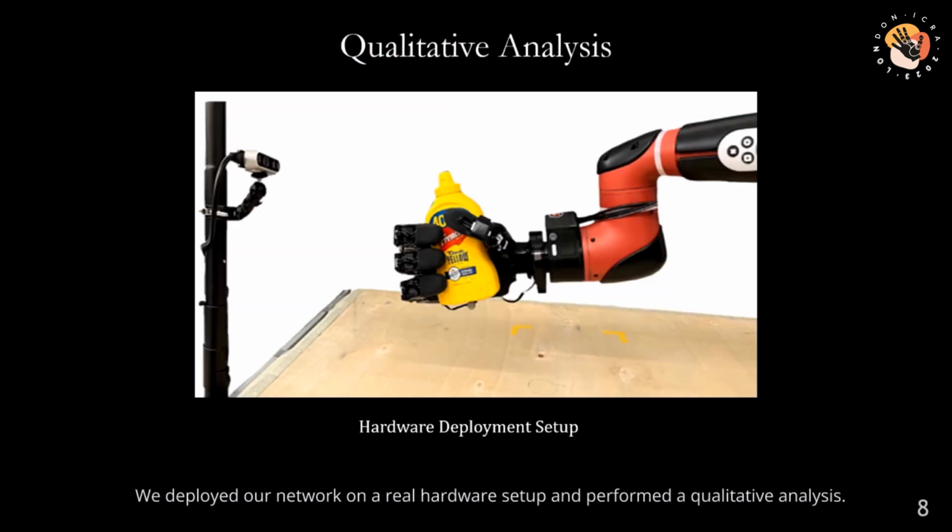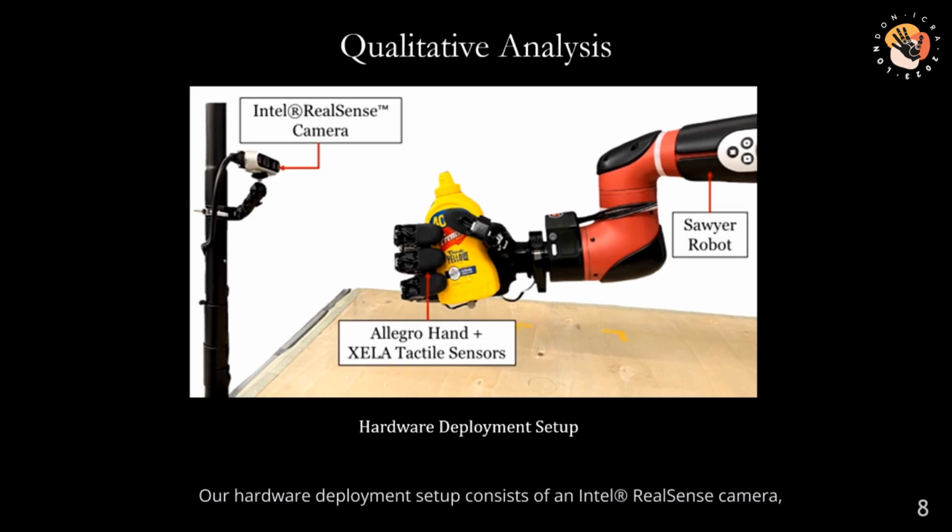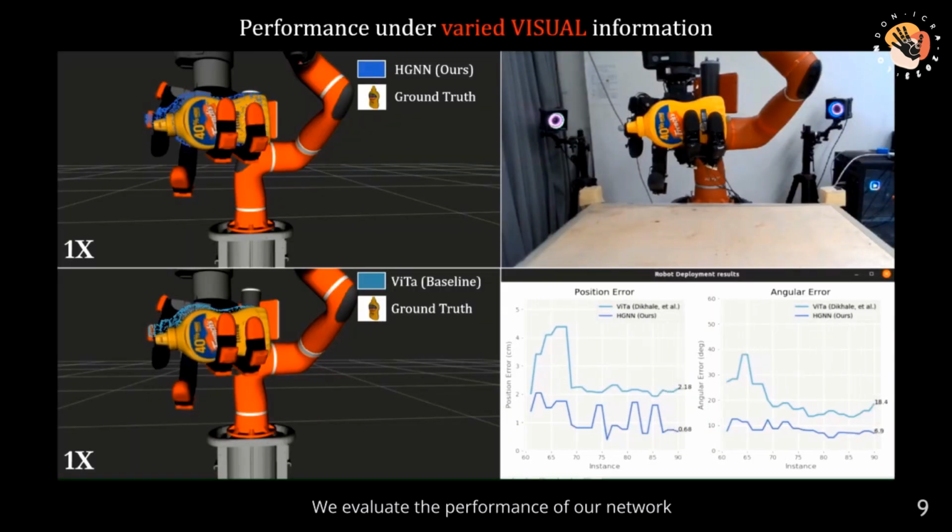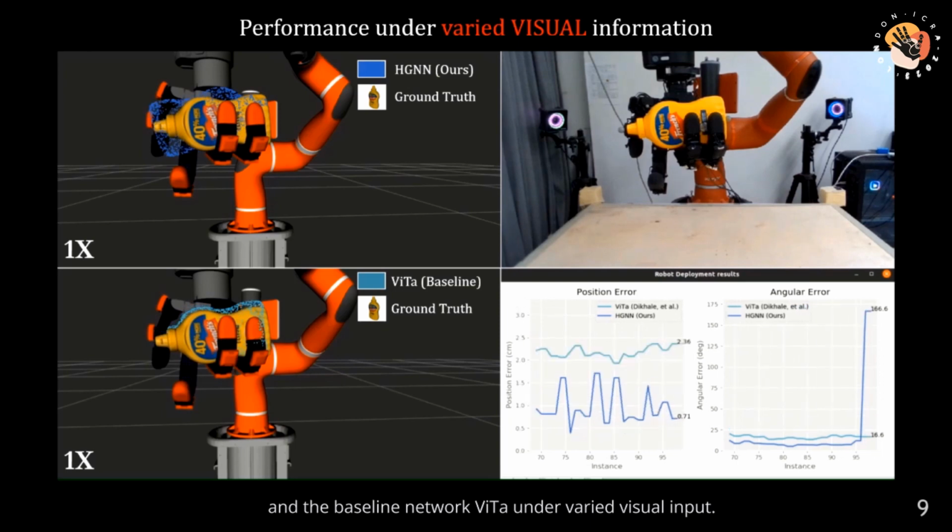We deployed our network on a real hardware setup and performed qualitative analysis. Our hardware deployment setup consists of an Intel RealSense camera and an Allegro hand instrumented with Xela tactile sensors attached to a Sawyer robot. Here is the performance of our network and the baseline network VITA under varied visual input.